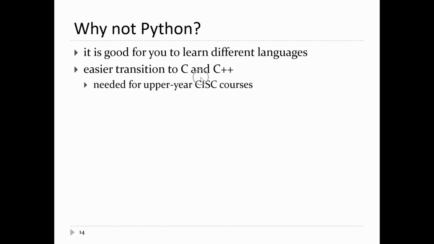Eventually, in our computing program, many of the upper year courses use either C or C++, and it's much easier to learn C or C++ if you know Java rather than if you just know Python. So the core of the Java language is basically C. So it borrows a lot of the basic syntax from C. So it's much easier to transition to these languages in your upper year courses.